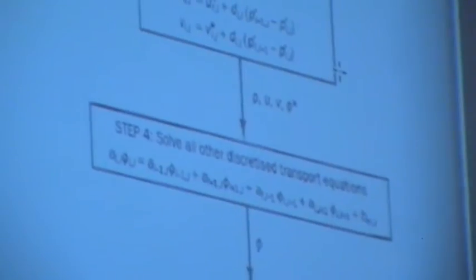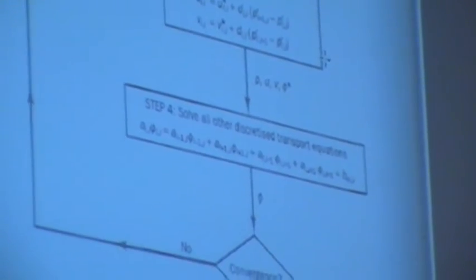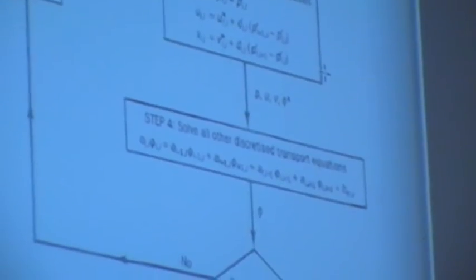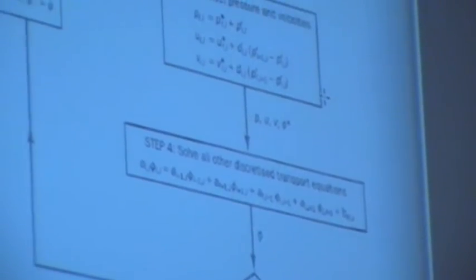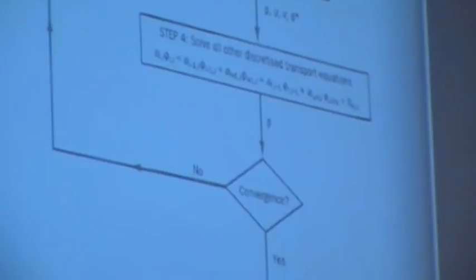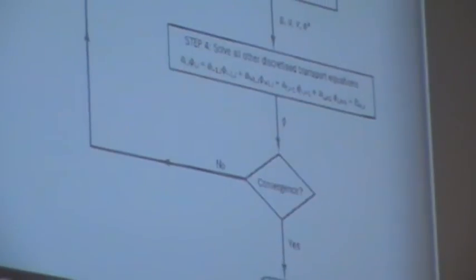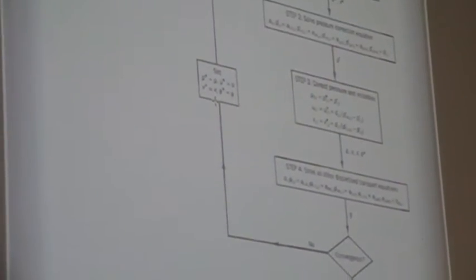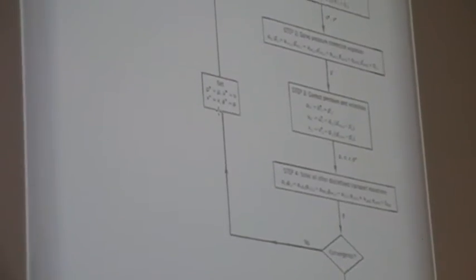So then we correct the velocities, U and V, and then we solve the additional transport equations, for example, the energy equation, K epsilon equation, and so on. And then we check the convergence. And if we have convergence, then we are finished. We stop the program. Otherwise, we go to the next iteration by taking the preliminary pressure, P star, as the current one, the velocity components as the current ones, and the phi star as the current one. And then we go through the loop until we have convergence. So that is the process of the SIMPLE and the SIMPLEX algorithms.